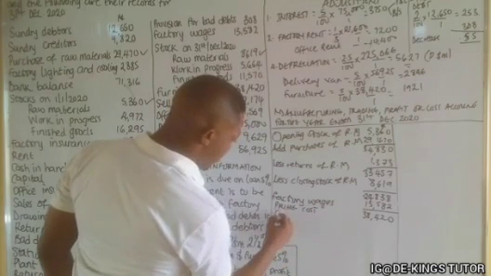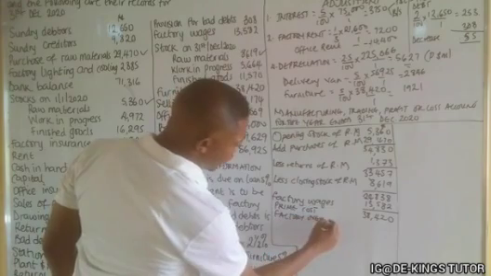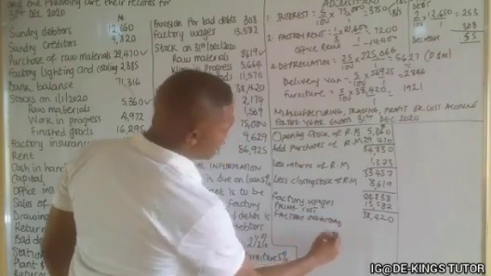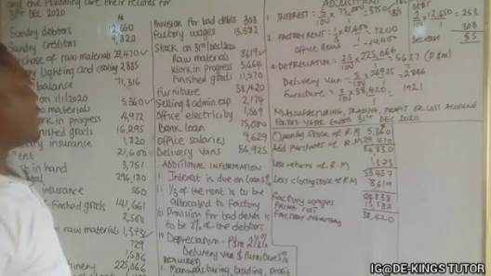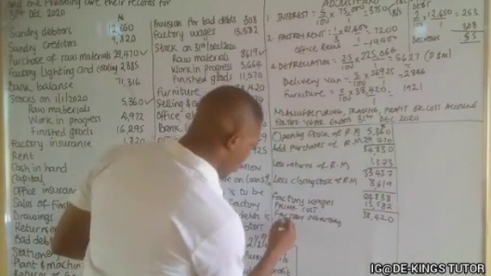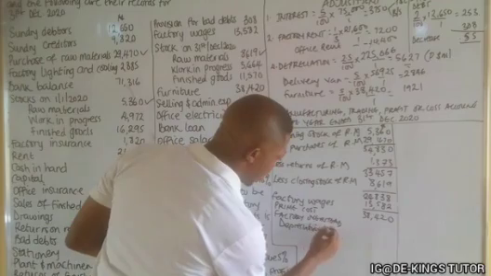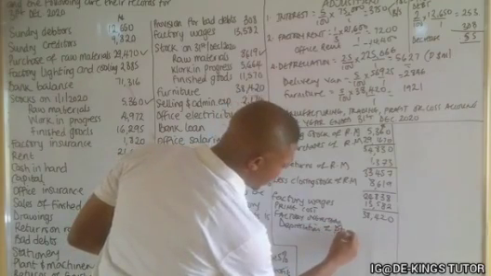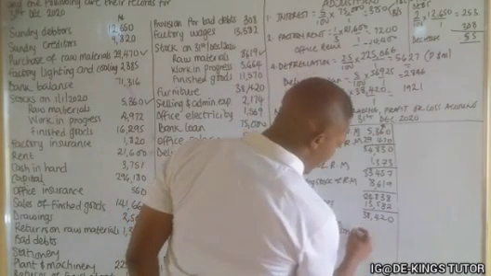Now let's go to factory overhead. One of the things you will see in the factory overhead is the depreciation of plant and machinery. So we have depreciation of plant and machinery, 5,627.